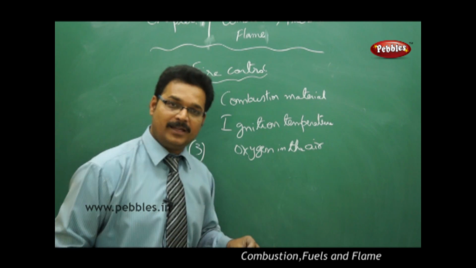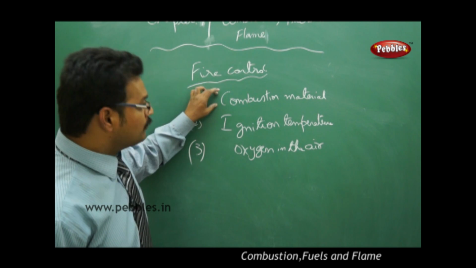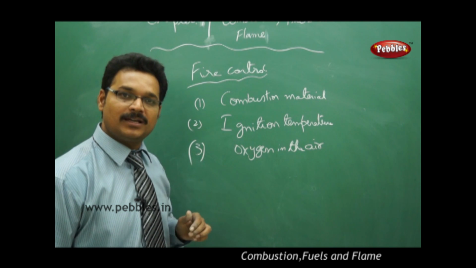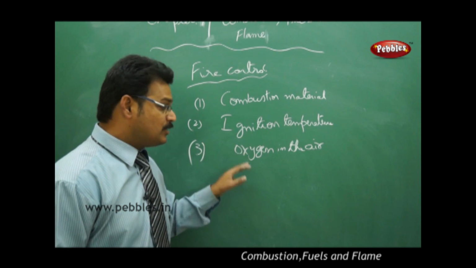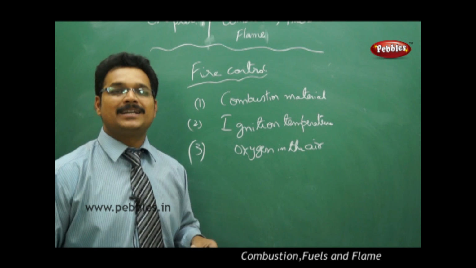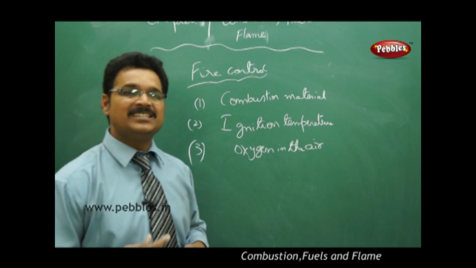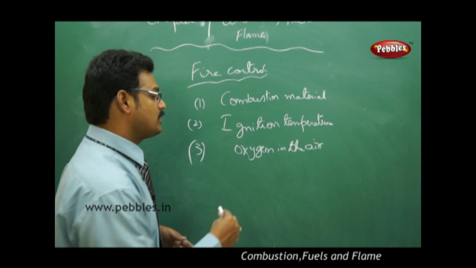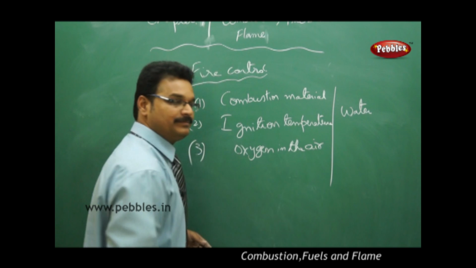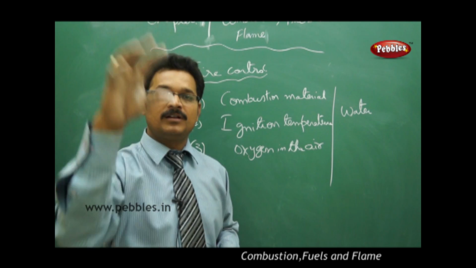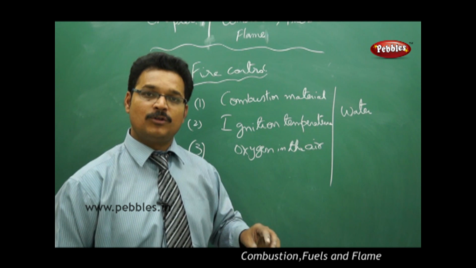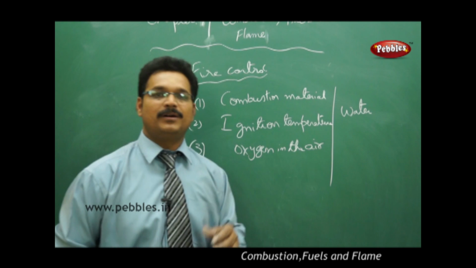So if you want to stop the fire, you have to remove the combustion material from the location, increase the ignition temperature, and reduce the oxygen in the air in that particular area. So how do you do it? Generally the important and easy way to stop the fire is water. We use water as a fire extinguisher. But water can stop the fire for particular substances only, like wood and paper.